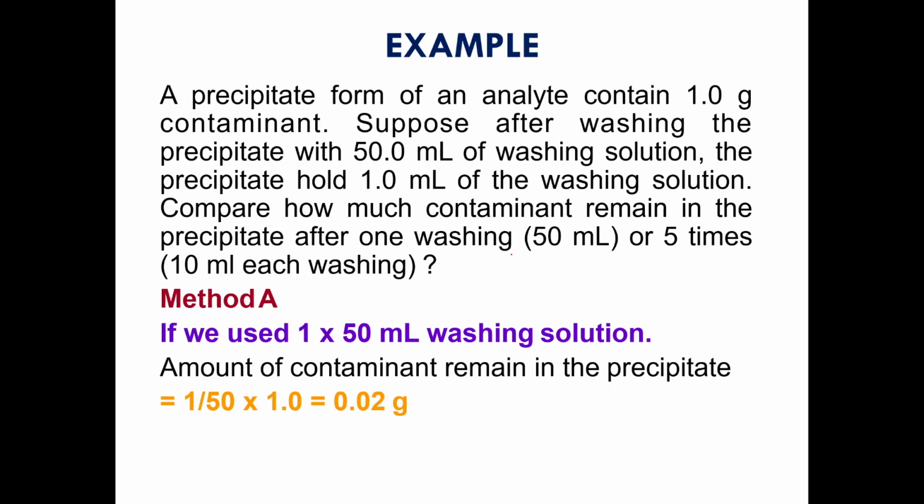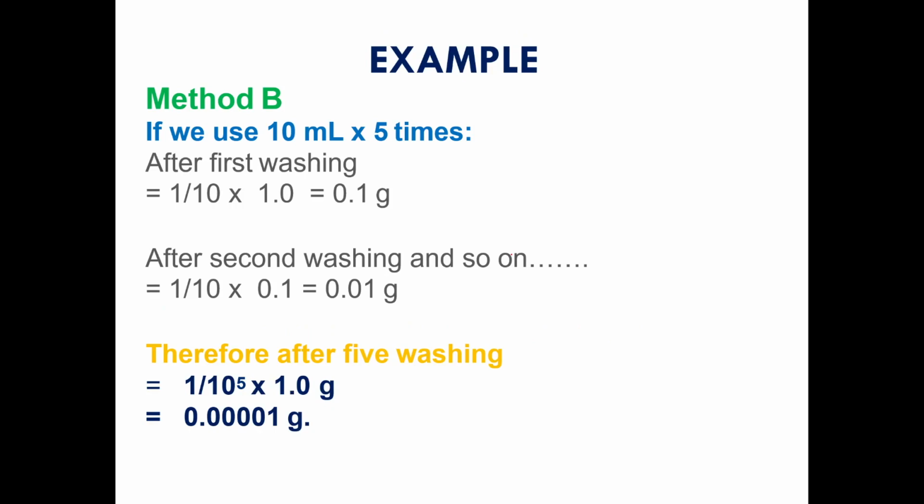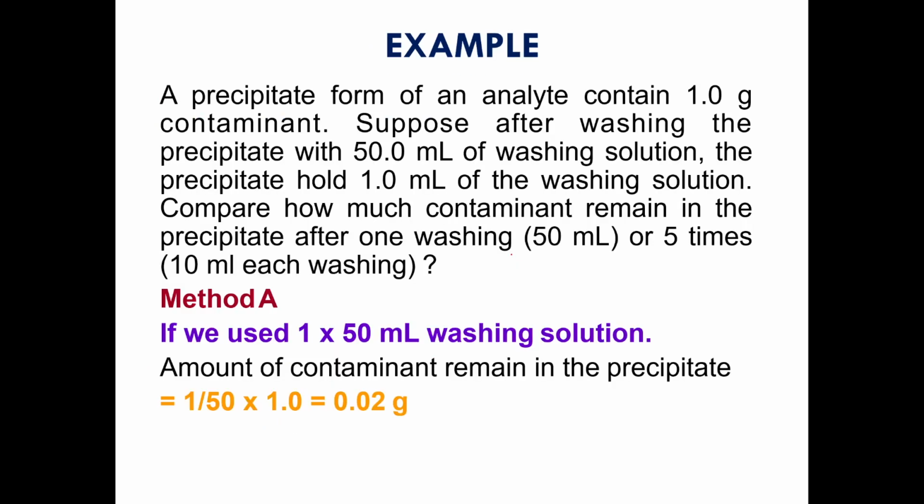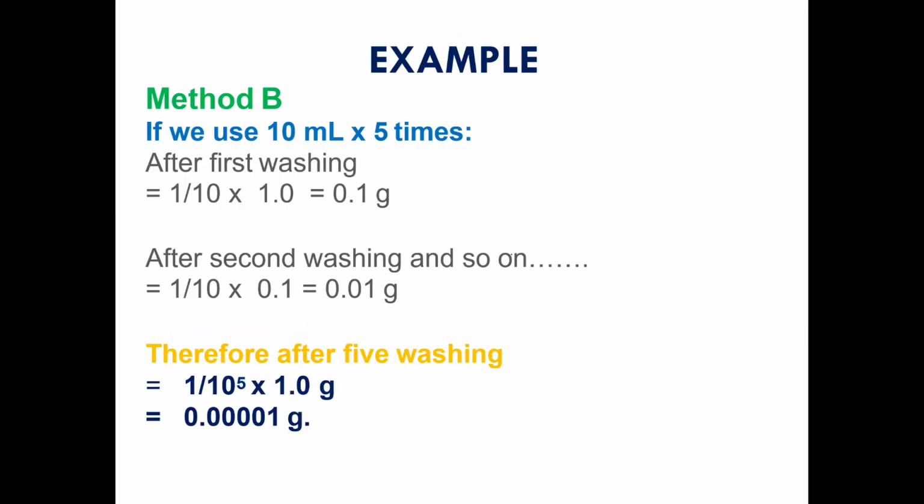Using method B, after the first washing the amount of contaminant remaining in the precipitate is 0.1 gram, and after the second washing the impurities are around 0.01. After five washings we get 0.00001 gram of contaminant. So it's better to wash many times with smaller volumes.